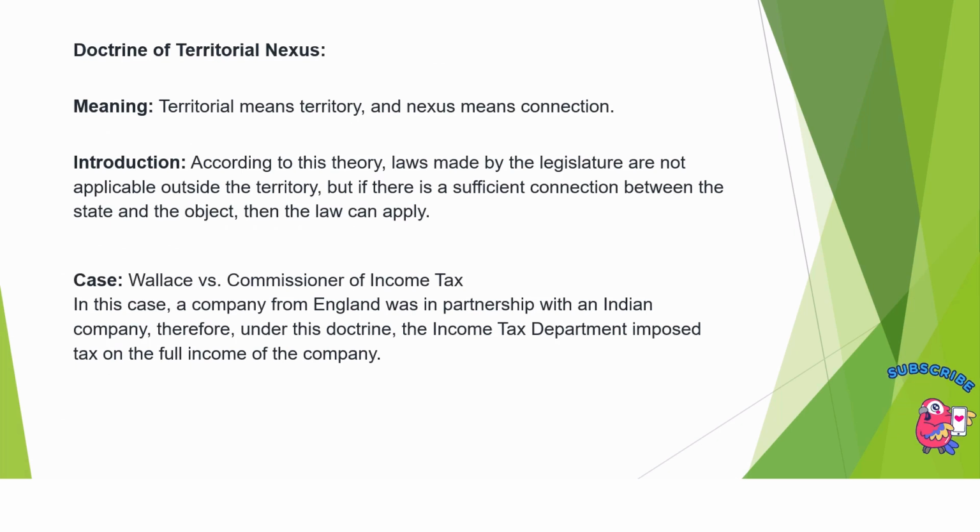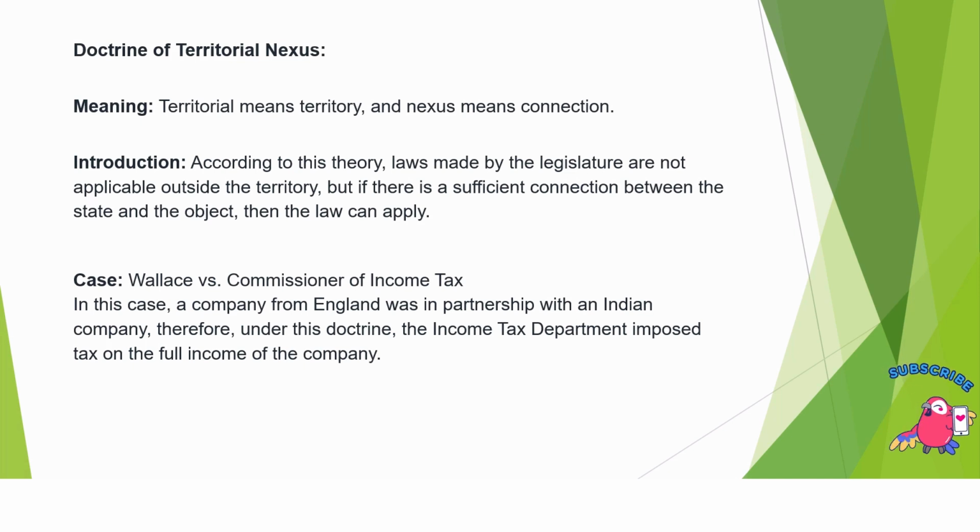Doctrine of territorial nexus. This is an important maxim which can also come in the AIBE. It usually comes in the AIBE exams if you review the past 10-year AIBE papers. Territorial means territory and nexus means connection. According to this theory, laws made by the legislature are not applicable outside the territory, but if there is a sufficient connection between the state and the object, then the law can apply.